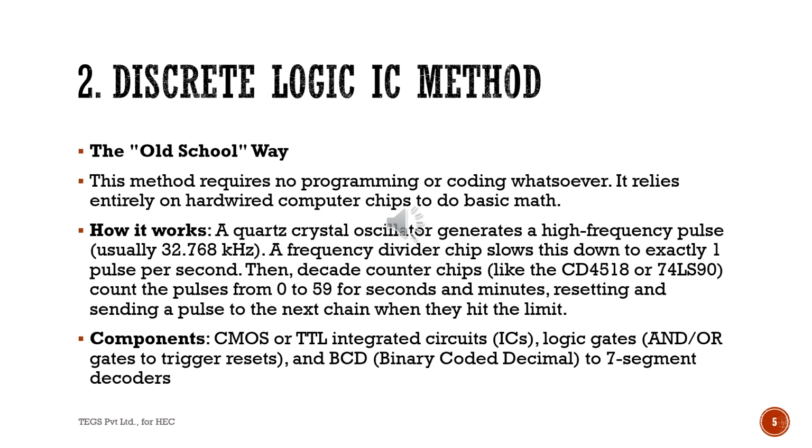Then decade counter chips like 4518 or 74LS90 count the pulses from 0 to 59 for seconds and minutes, resetting and sending a pulse to the next chain when they hit the limit. The components: CMOS or TTL integrated circuits, logic gates, and BCD to 7-segment decoders are used.